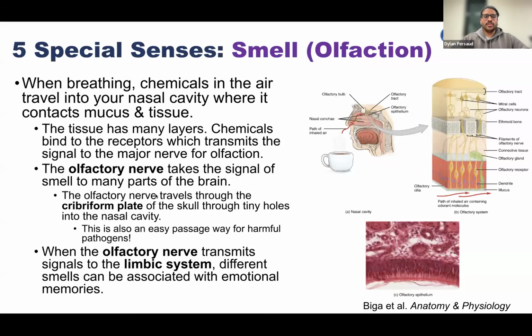And the olfactory nerve travels through the cribriform plate of the skull through the tiny holes in the nasal cavity. And when the olfactory nerve transmits the signals to the limbic system, different smells can be associated with emotional memories because our limbic system is associated with emotion. Okay. So like I said, emotion with the limbic system, it could also bring back certain memories in general through the parietal lobe as well.